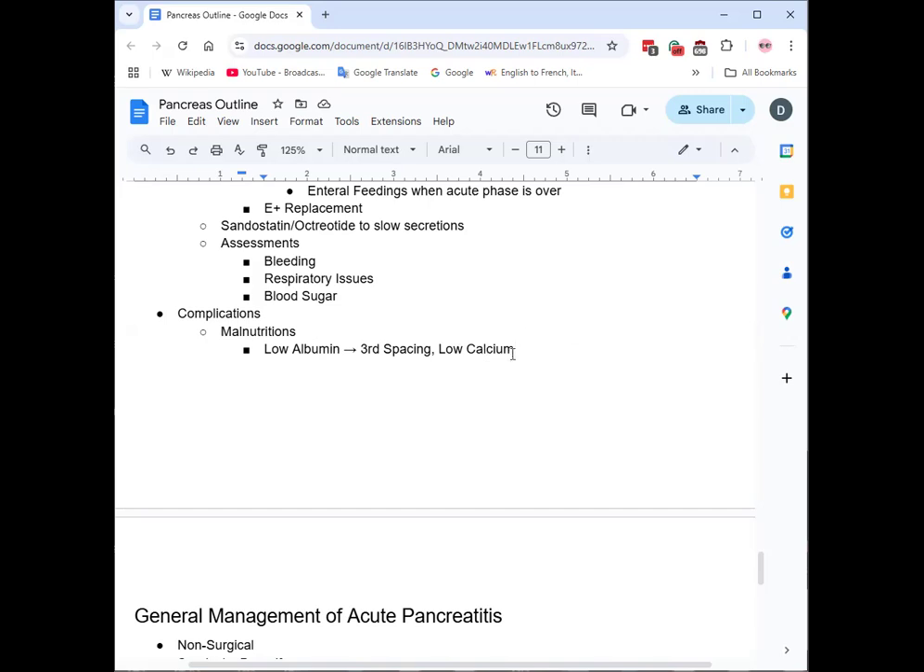Dehydration, yeah, I would say so. That's where you've got to give them the IV fluids and stuff. I'd say dehydration can progress into hypovolemic shock, so even more extreme here, hypovolemic or septic shock.